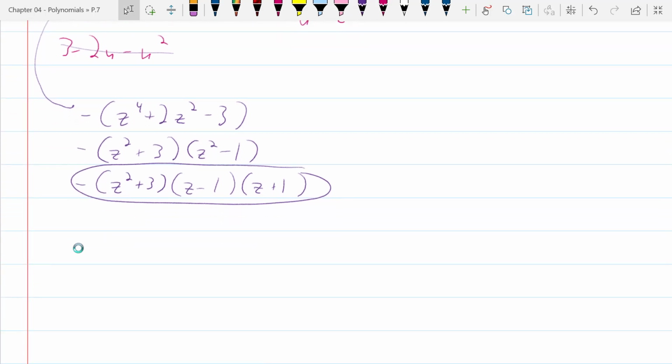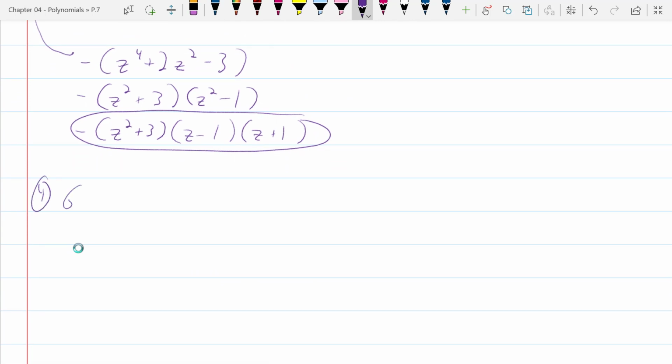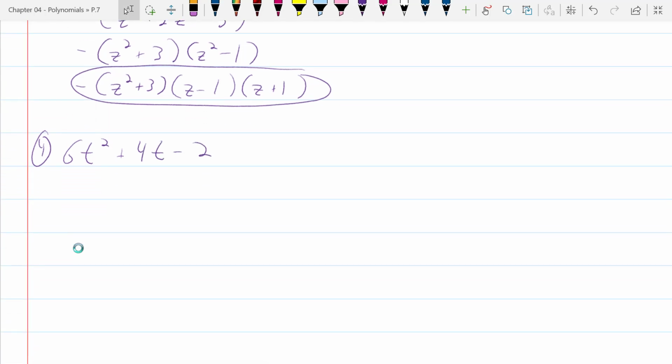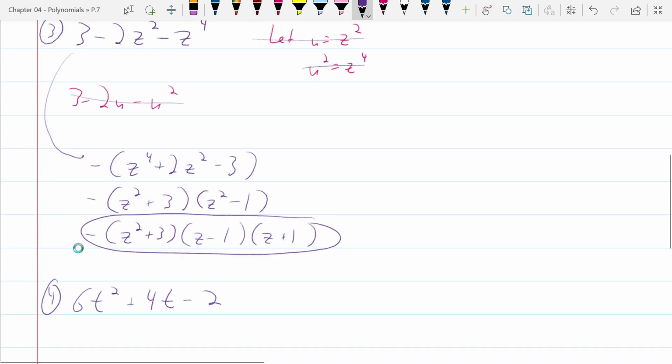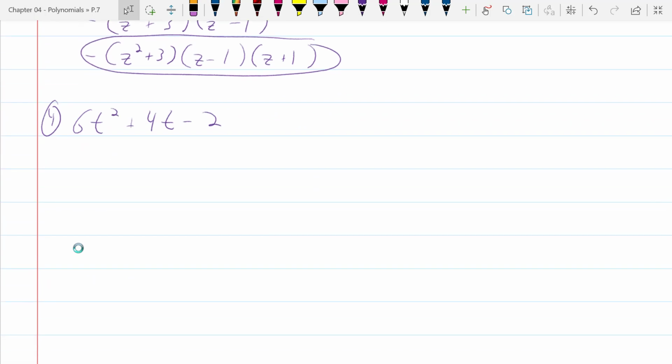Okay, next one. Let's see what number we're on, number 4. Let's do one that has a leading coefficient that's different than a 1. Okay, so we're going to do a 6t squared plus 4t minus 2. Well, the thing with this is that we always want to take out a greatest common factor whenever we can. In the previous 3 problems, that greatest common factor was a -1. But in this problem, it's just a 2. So I'm going to pull a 2 out and get a 3t squared plus 2t minus 1.